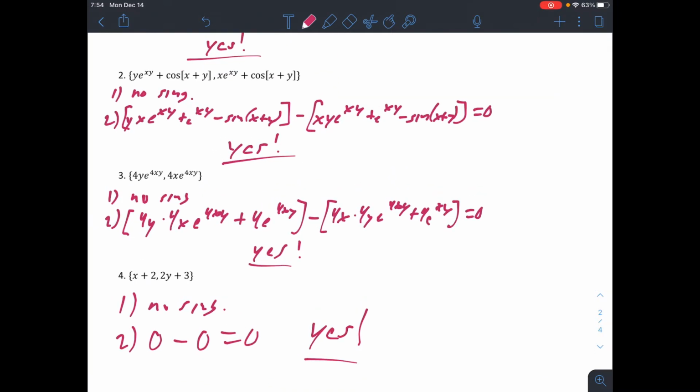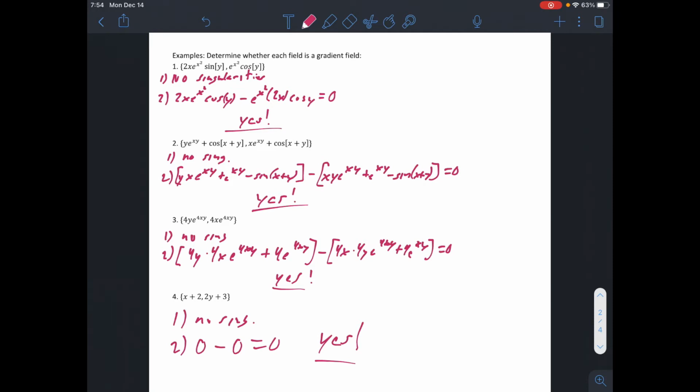So 4 examples of gradient fields here. Just so you know, obviously the answer is not always yes. Just wrote down a couple here that were gradient fields so you can see what that would look like.